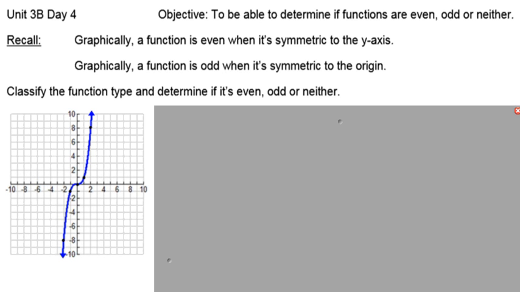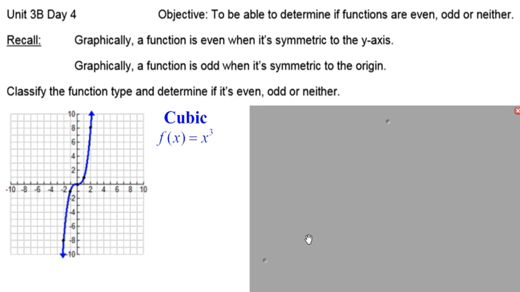Our fourth one is our cubic function. And so we know it's x to the third power. Again, we want to look at our symmetries. If I draw my vertical line here along our y-axis, I'm looking to see that we have mirror images on each side, and that's not happening.